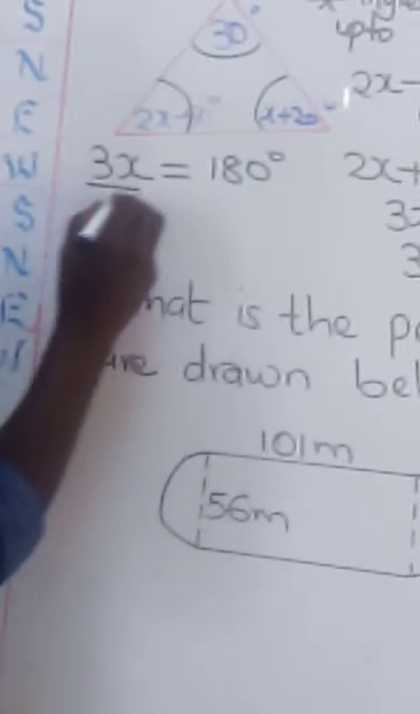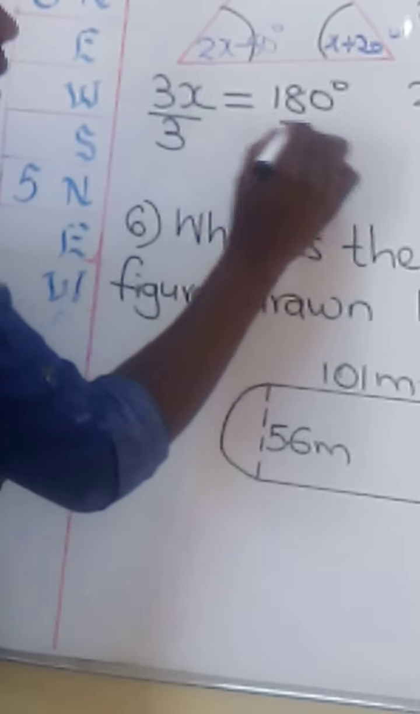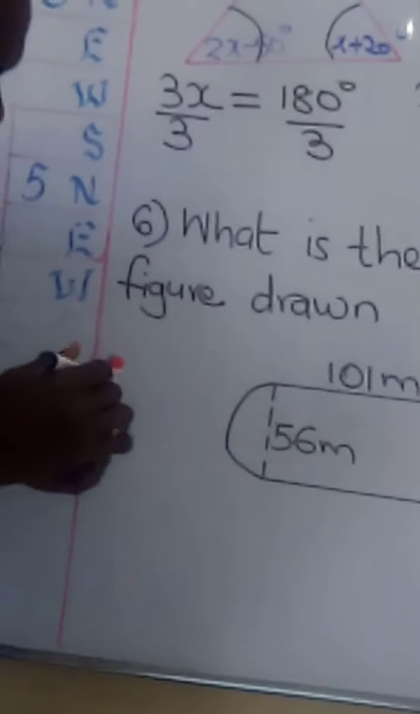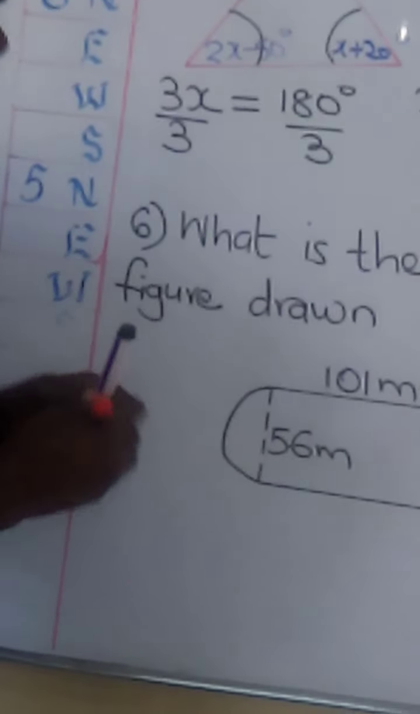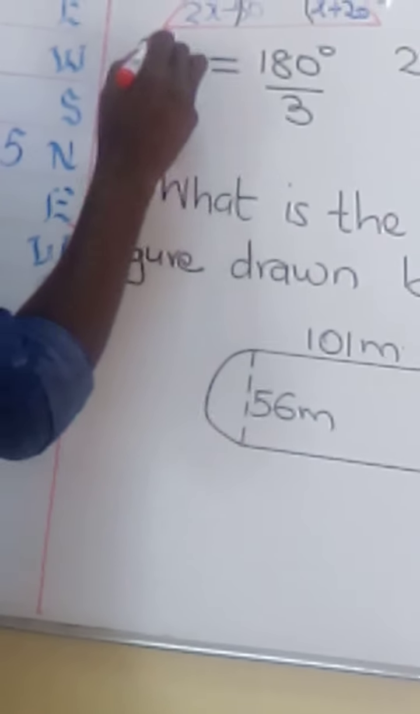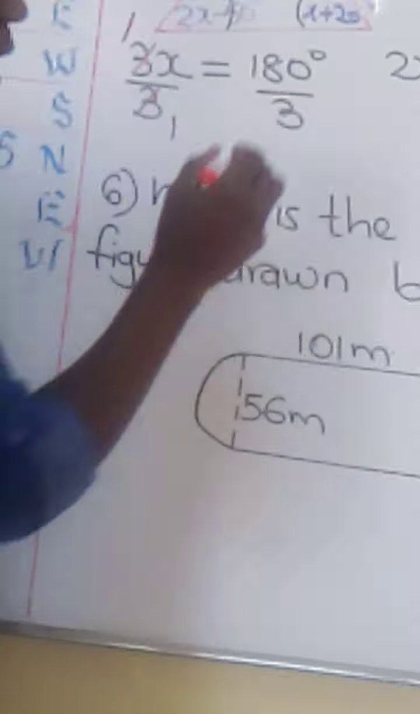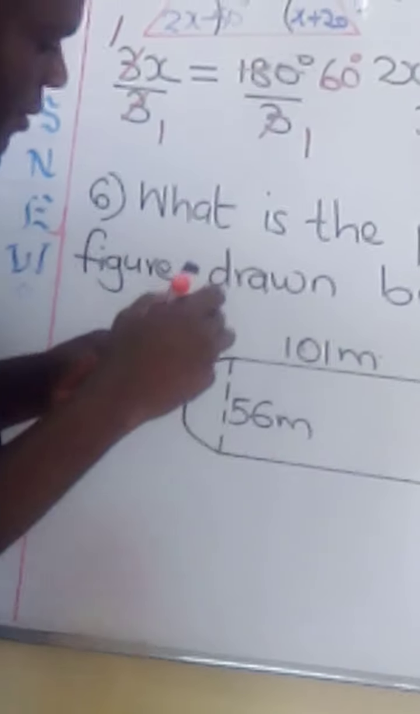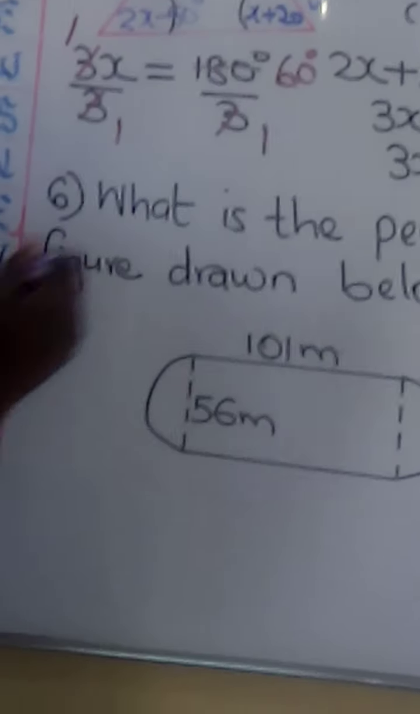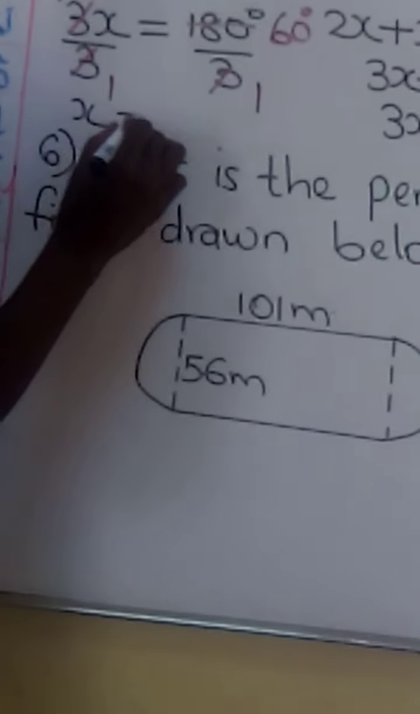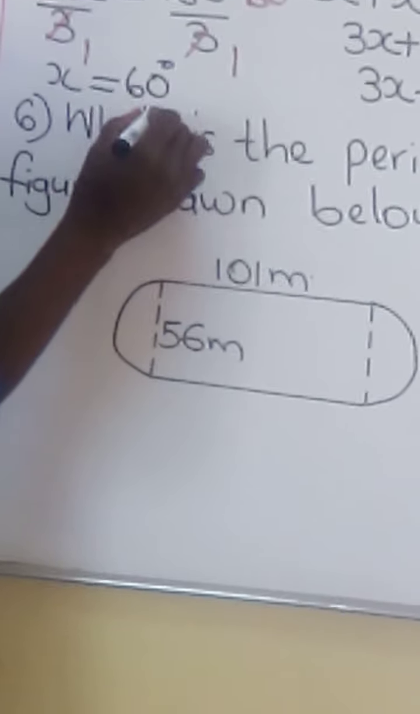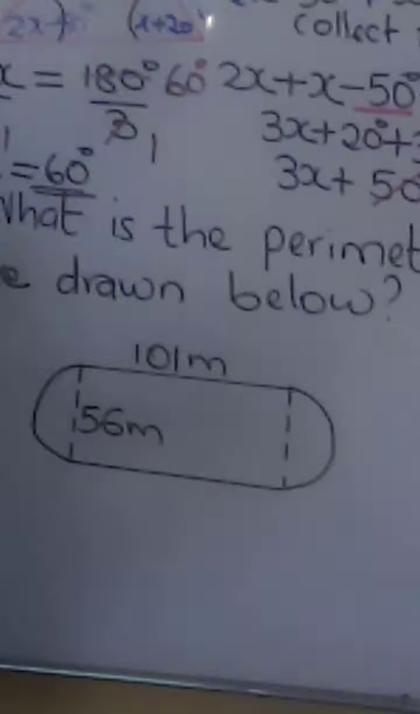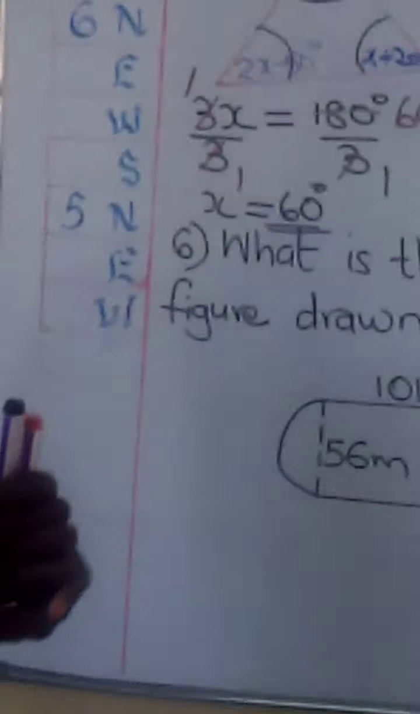We divide both sides by 3. 3 by 3 is 1, and 180 by 3 is 60 degrees. And so the value of x is 60 degrees. X is not the answer, but we have found the value of x.